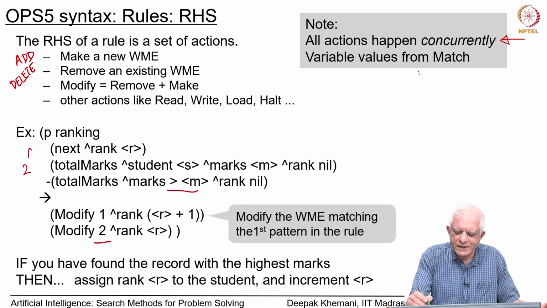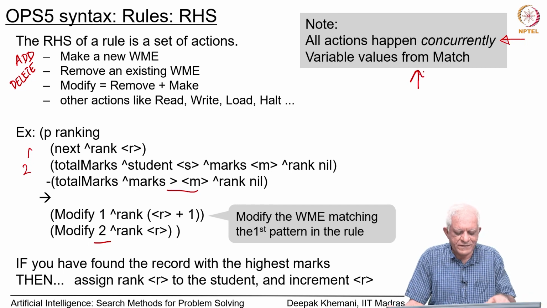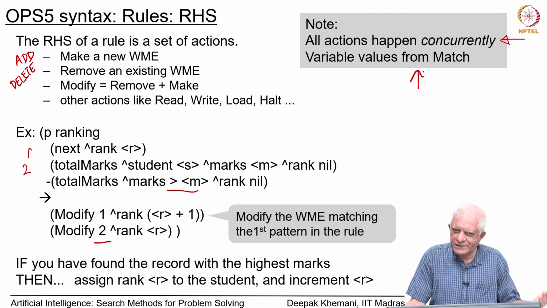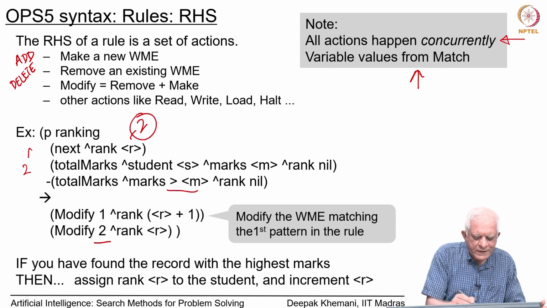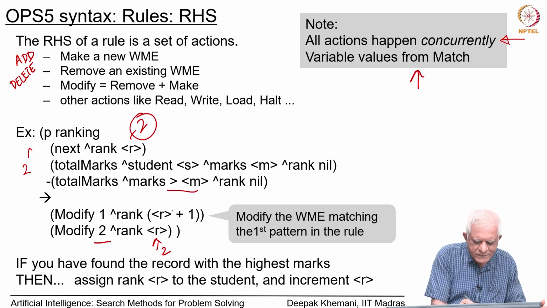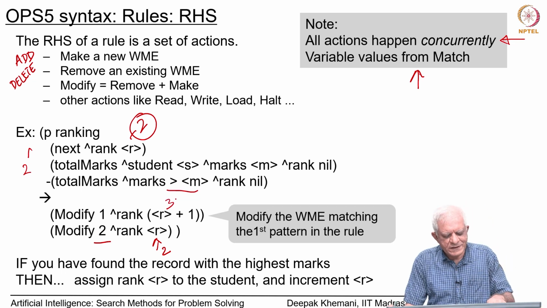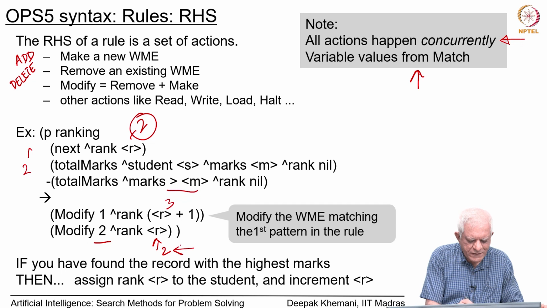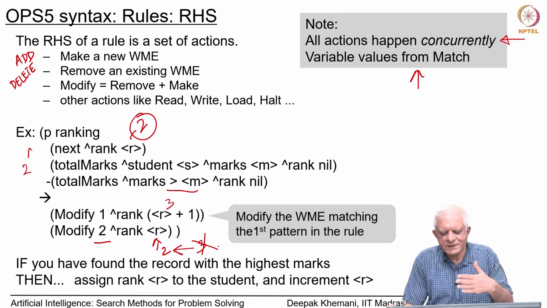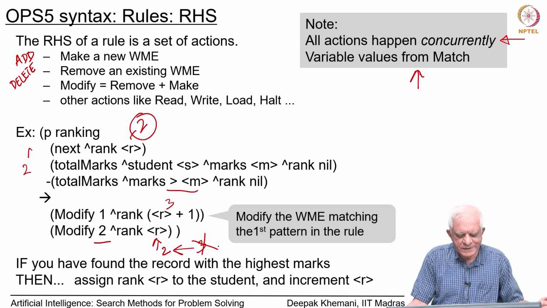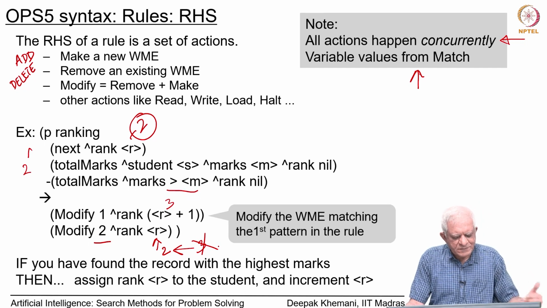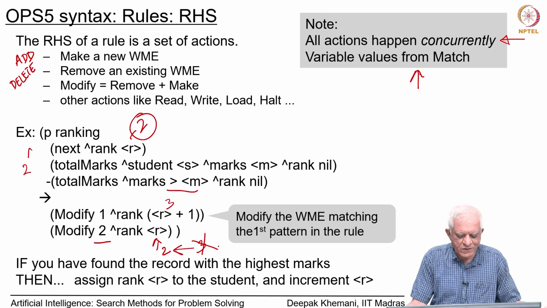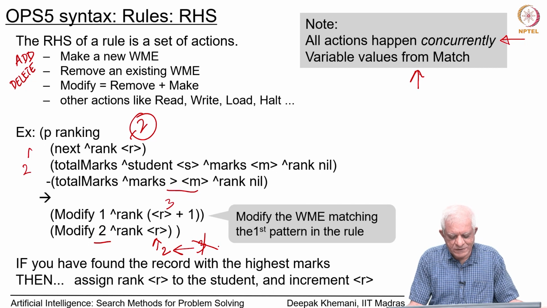So, what I said here, that they are applied concurrently, is reflected here. We may have said that modify the rank to R plus 1, but it does not mean that the modified rank will be assigned. Supposing this was 2, then this will still get the value 2 and this will now become 3. This will not get a value 3. That is what I meant by saying that actions are applied to data which has already been read essentially. So, in English what does it say? If you have found the record with the highest marks, then assign rank R to the student and increment R essentially. It is a very simple rule essentially.